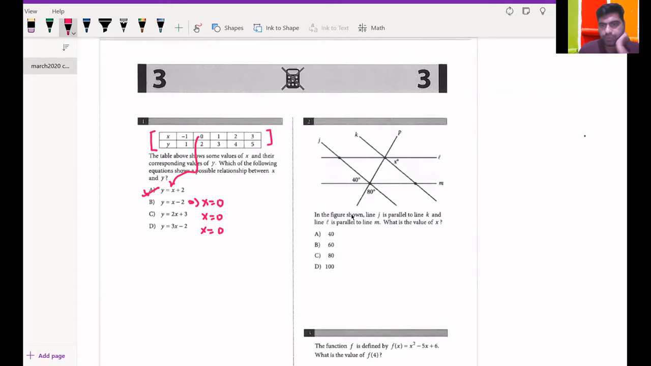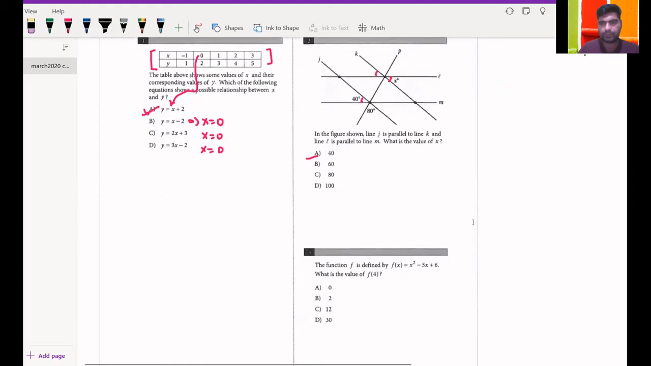Number 2, I want to find the value of x. The value of x is going to be the same as this, which is the same as this, because of the principle of parallel lines. So the option is A. Let's check number 3. F of 4, so I have to simply plug in 4 here. So that's 4 squared, 5 times 4 is 20, plus 6. So 16 minus 20 plus 6, or 2.